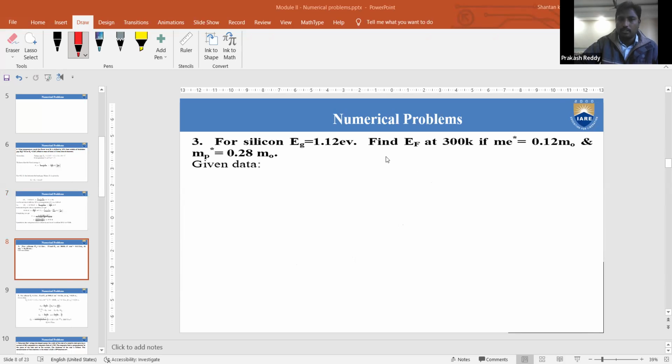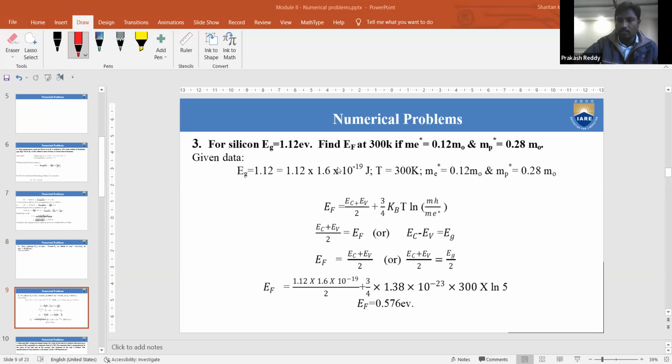So for the third one, at least now take a screenshot of the solution, each and every one. I think 55 students are attending the class. So all of you try to take a screenshot of every solution.